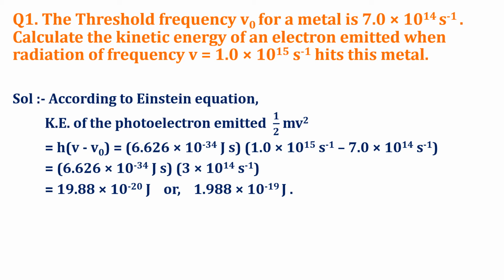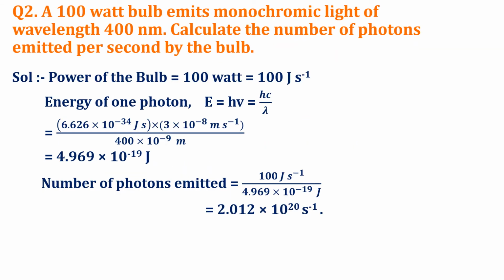After subtracting nu minus nu naught, we get 3 into 10 to the power 14 per second. Then after multiplying it with Planck's constant, we get our answer, the kinetic energy of the photoelectron emitted, that is 19.88 into 10 to the power minus 20 joules, or in standard form, 1.988 into 10 to the power minus 19 joules. I hope you have understood this question. So let us proceed towards our next question.